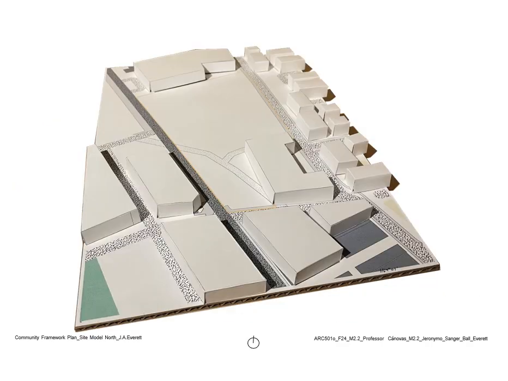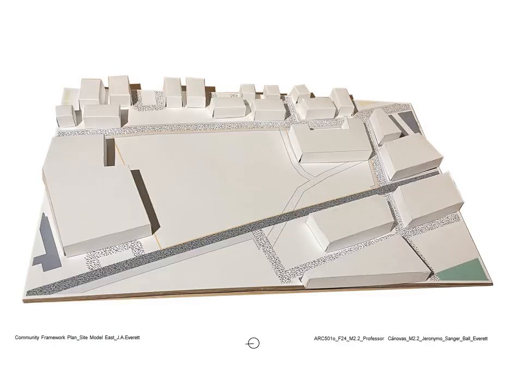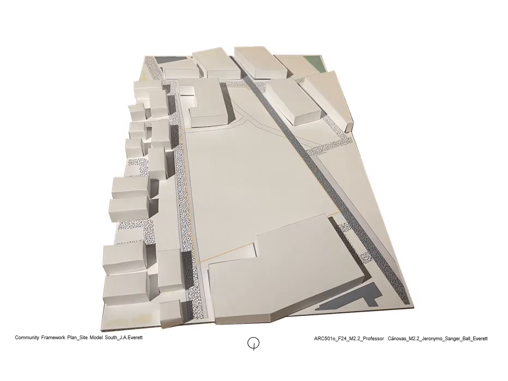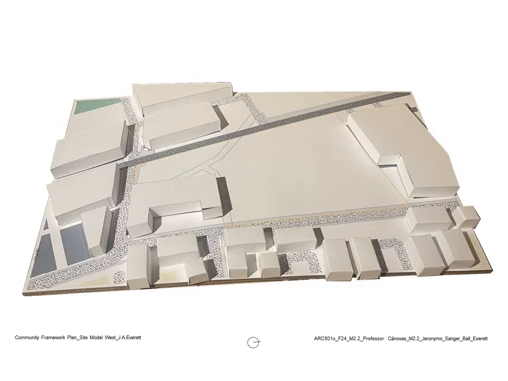I used the site plan diagram as a base and folded models for the surrounding buildings. This was just to get a physical sense of scale when designing the massing. Here's the model from the eastern view. Here's the southern view and the western view.